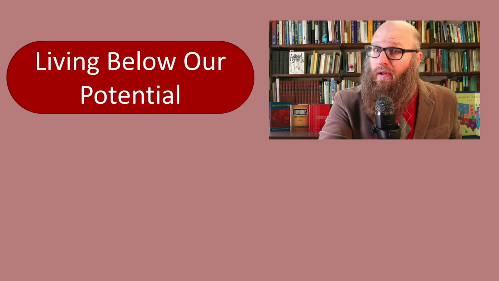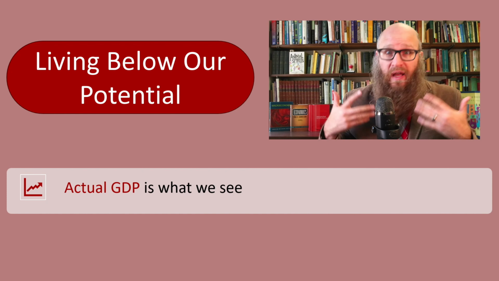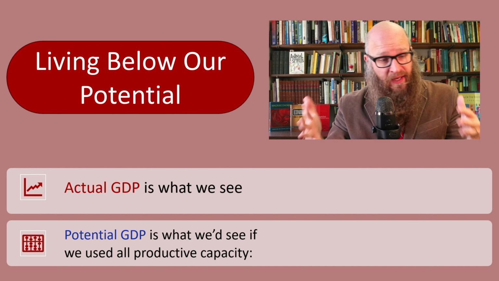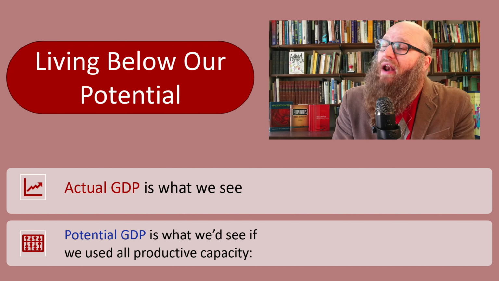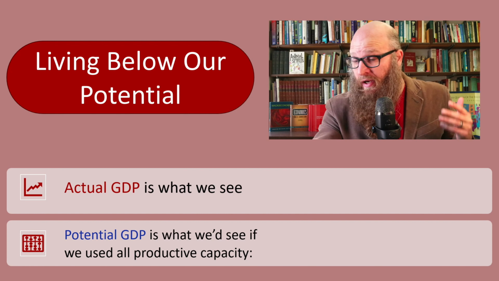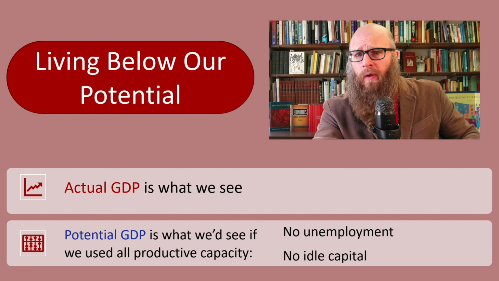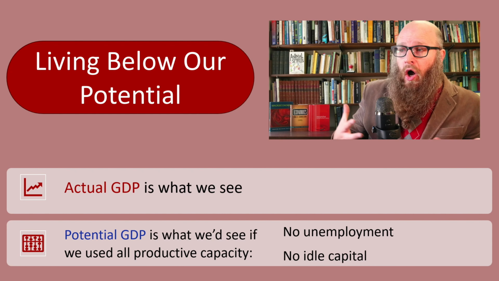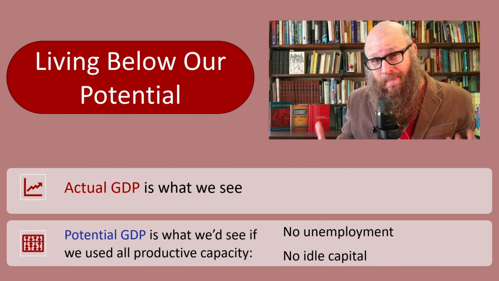The economy is not always operating at full potential. We often live below our potential. The actual GDP is what we see. This is the measured GDP every year. But potential GDP is an official estimate. It is what we'd see if we were using our entire productive capacity. What do we mean by that? There is no unemployment. There is no idle capital. Everything's running at top speed. We don't have empty buildings. All supply-side capacity is being used up.